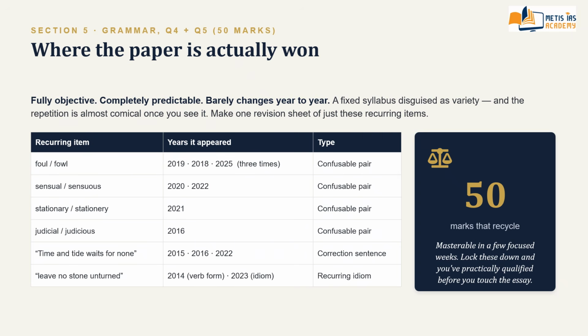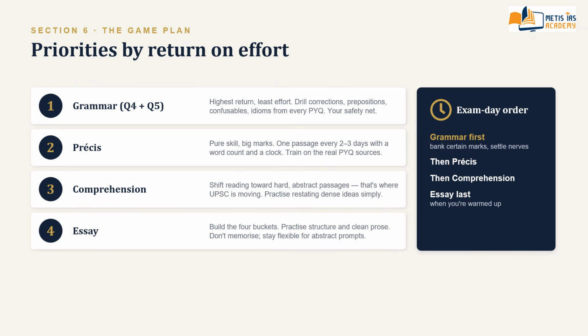So then we are moving to the next part, that is the game plan. Because till now we were discussing the paper, sections, etc. So from now onwards, how to write the exam. Let me turn all of this into a concrete plan. Priority number 1, that is grammar. Question number 4 and question number 5. Highest return for least effort.